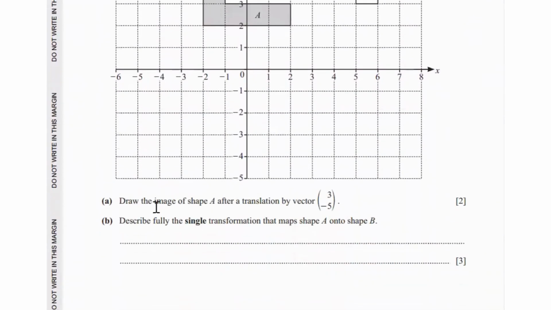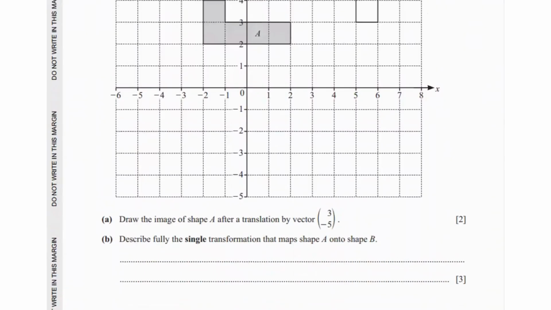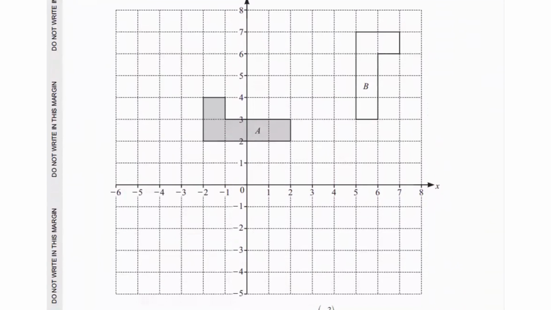And for question 16, it says draw the image of shape A after translation by vector 3, -5. So after translation by vector 3, -5, that means you're going to move the shape 3 units to the right and 5 units down. So 3 units to the right and 5 units down.